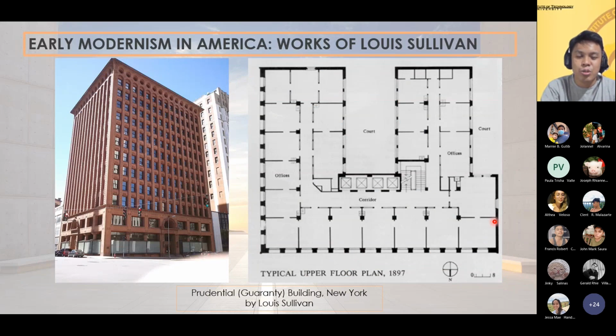So, during the time of Louis Sullivan, siya ang nag-start aning mga design sa offices. Like, na yung mga elevator lobby, and then na yung mga office spaces right here. I think this part right here is the fire exit. Then mga office spaces, and then open court right here at the center. So, during this time, si Louis Sullivan ang nag-start ning kind of design, the designing of high-rise office buildings.